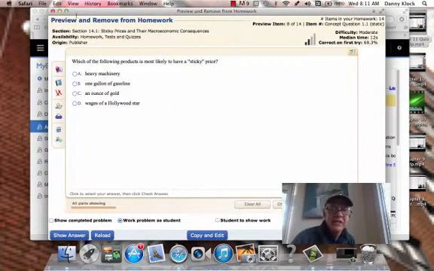Let me go next. Which of the following products is most likely to have a sticky price? So again, if we know gallon gasoline goes up and down, gold goes up and down every day. The wages of Hollywood stars, I guess, go up and down depending on how hot they are as an actor or actress. But heavy machinery is a set price to create these things, and they're not really that price sensitive. Yeah, very good. I hope that makes sense. It's kind of simple, I think.